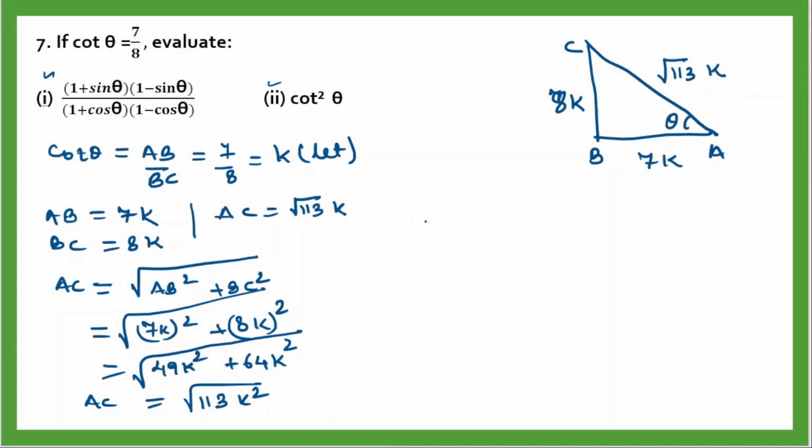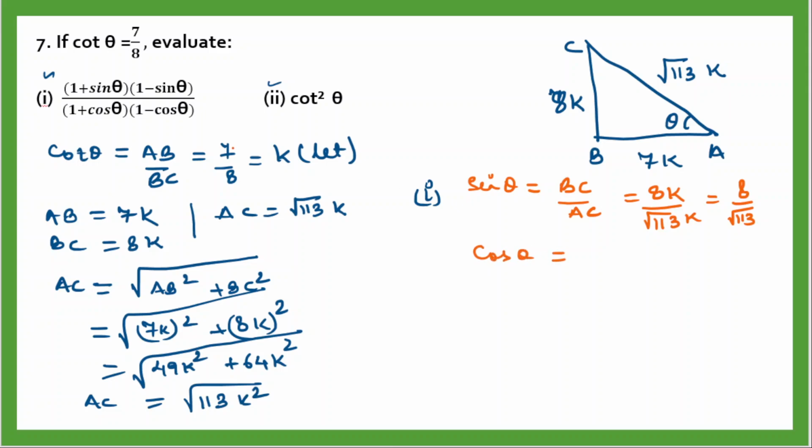Now for solving the first part, we have sin theta and cos theta. Where we can first find the sin theta and cos theta. So what is your sin theta? Your sin theta is equal to BC divided by AC. It is equal to 8K divided by under root 113K. It is equal to 8 divided by under root 113. And what is your cos theta? Your cos theta is AB divided by AC. So it is equal to 7K divided by under root 113K, which is equal to 7 by under root 113.